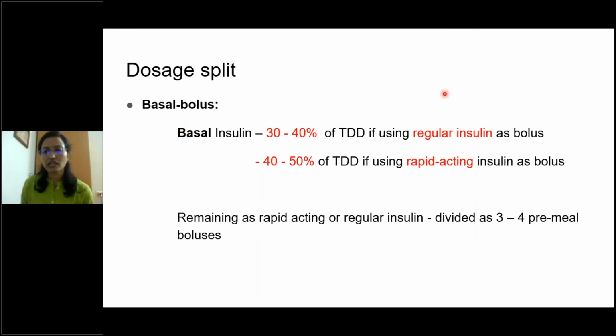So 30 to 40% as basal if you are using regular insulin, because regular insulin, Actrapid, has a longer duration, 6 to 8 hours, so it has a little bit of basal action. You don't need much basal if you are using Actrapid, so you will use 30 to 40%. If you are using rapid acting, you can use up to 50% as basal insulin. The remaining amount of insulin is divided into pre-meal boluses.